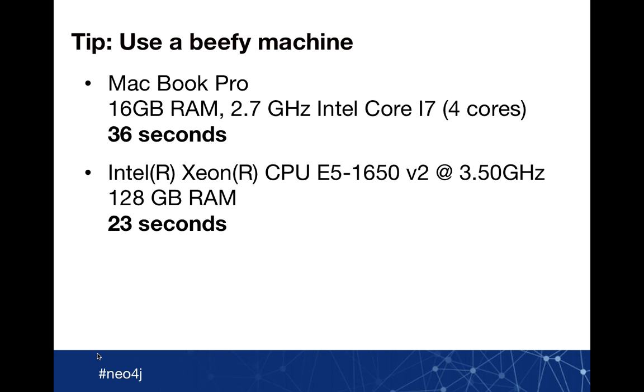What I found when doing this sort of work is that it makes sense to get a beefy machine. Well, to some extent beefy. There are ones available on Amazon if you don't have one available in your office. So I tried it on one of my colleagues' machines. He's got a server which has 128 gig of RAM and 6 cores, so it's a bit better than my laptop, and he was able to get it down to 23 seconds.